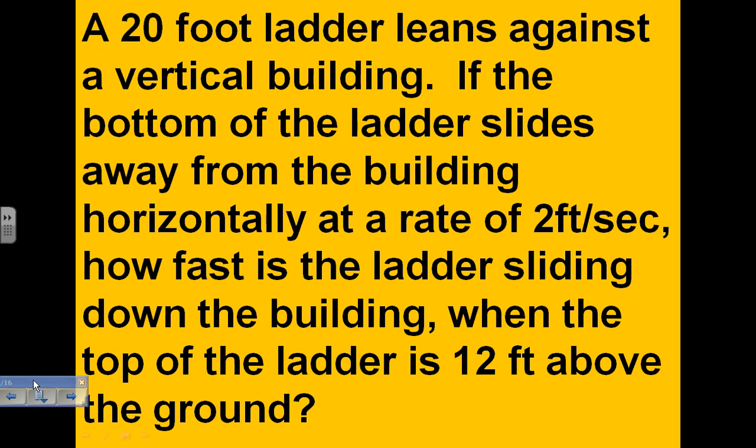A 20-foot ladder leans against a vertical building. If the bottom of the ladder slides away from the building horizontally at a rate of 2 feet per second, how fast is the ladder sliding down the building when the top of the ladder is 12 feet above the ground? You just got to love this question. If you can come up with a picture, you can come up with a relationship, you can take the derivative and solve it.